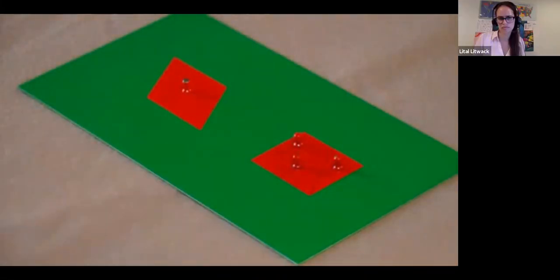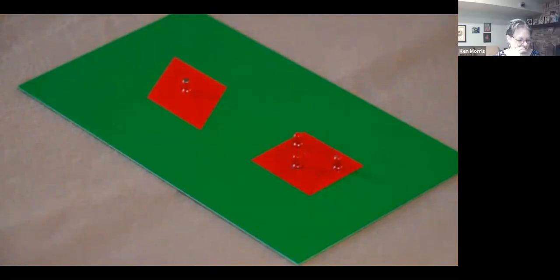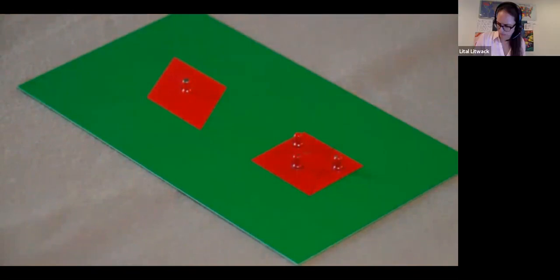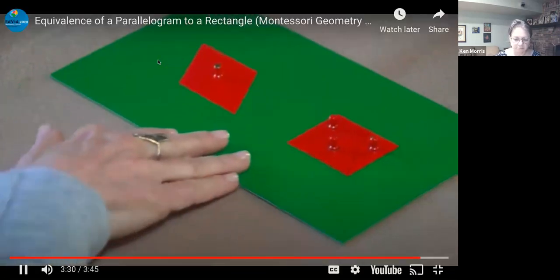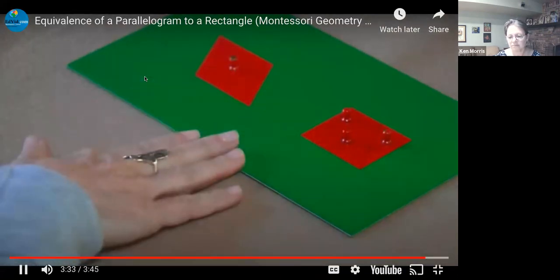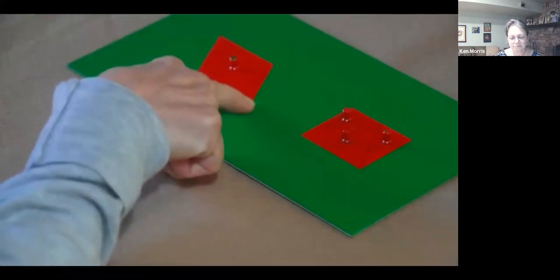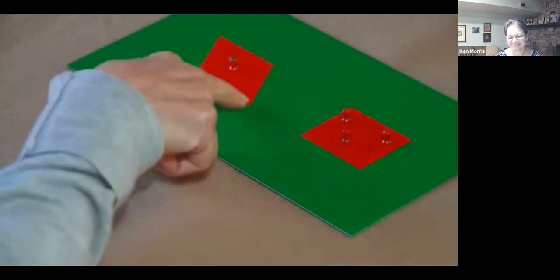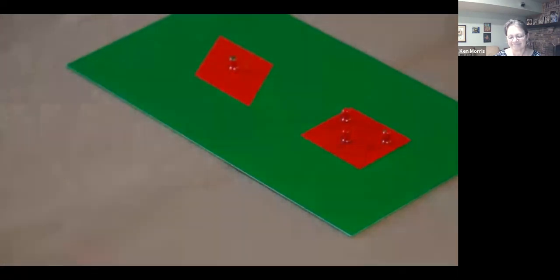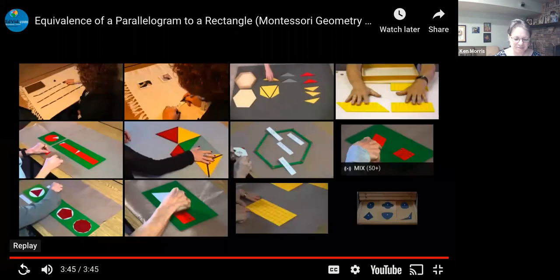Once again, when students have seen this presentation, they can trace the insets in their geometry notebooks, label the significant lines in each of the figures, and write a statement of equivalence from parallelogram to rectangle and then from rectangle to parallelogram. It's also important to note for this material that this parallelogram is also a rhombus, but for this lesson, we'll be referring to it as a parallelogram. Okay, that's where the rhombus one went.